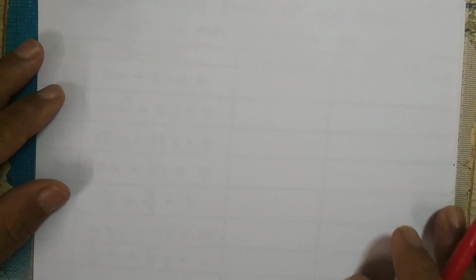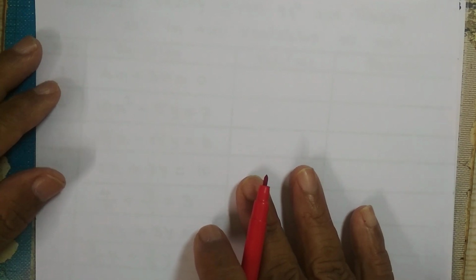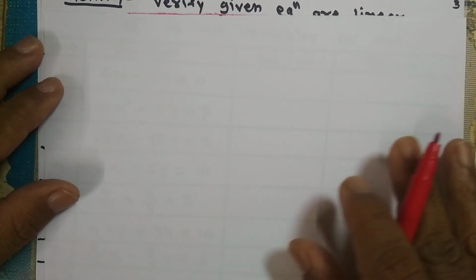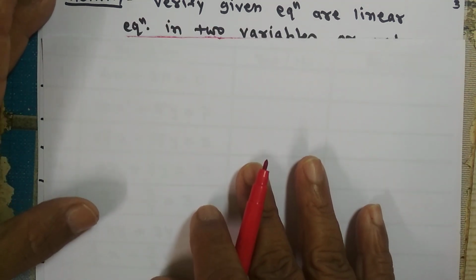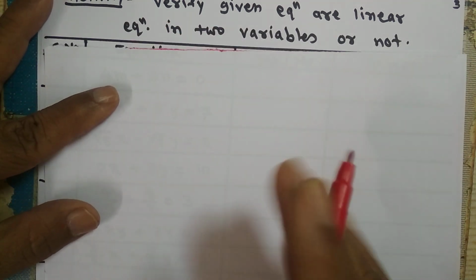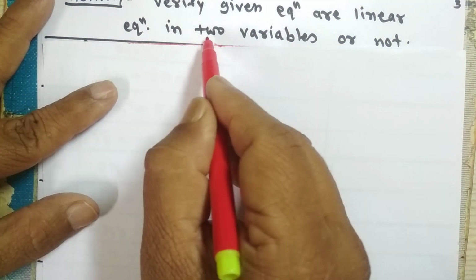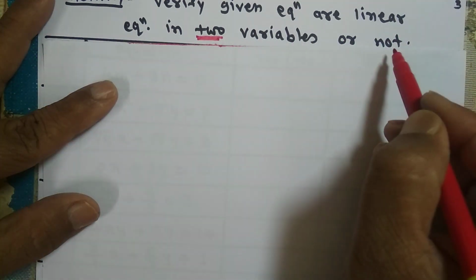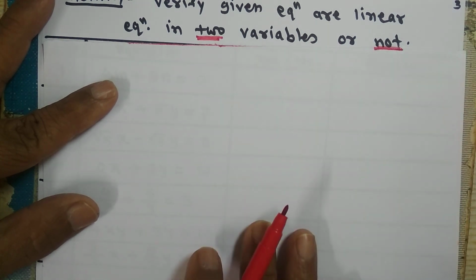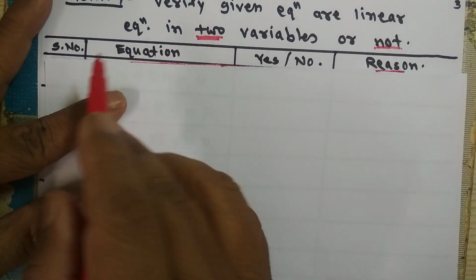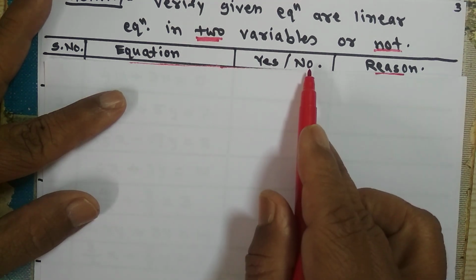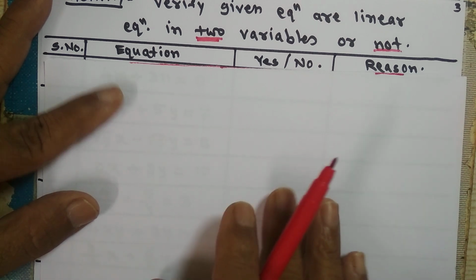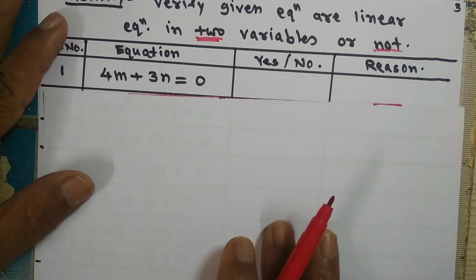Now we have to see here one activity they are given to us. We have to verify given equations are linear equations in two variables or not. Means that equation is linear equation in two variable or not. We have to verify here. First, they are given to us table, serial number, equation, yes or no we have to write, and reason, that is also important.